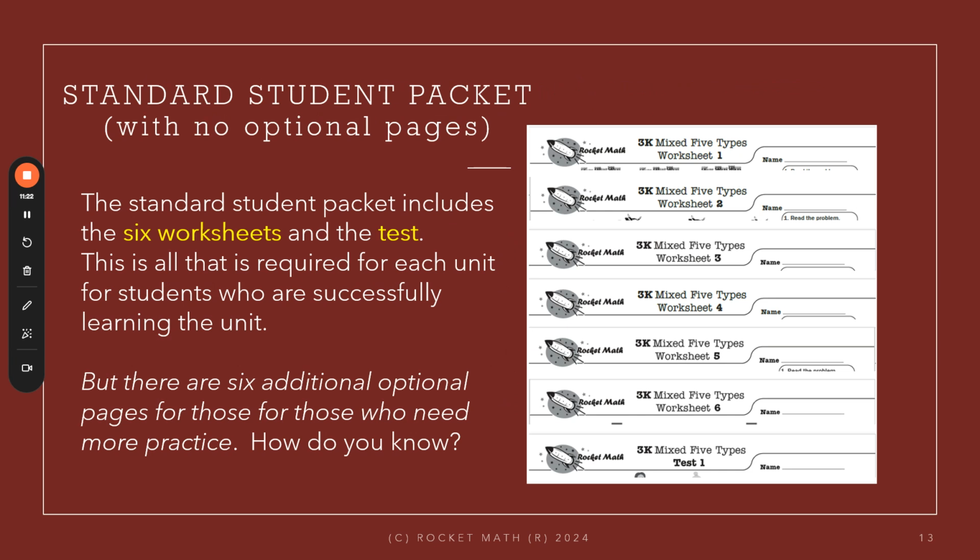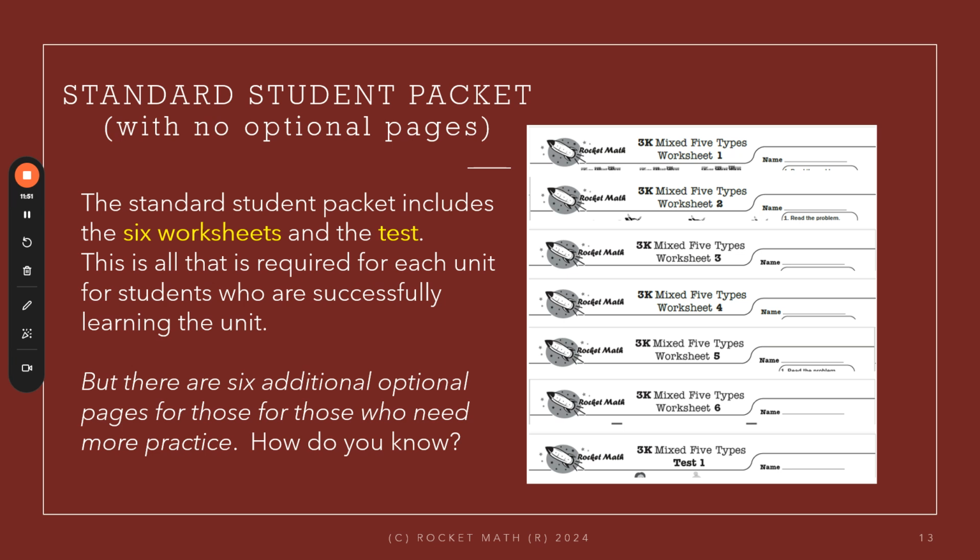The standard student packet has no optional pages. This packet is available to print out all at once for each unit. It consists of the 6 worksheets in Test 1. This is all that's required for students who are successful at each level of scaffolding on each worksheet. However, there are 6 additional optional pages for those who need more practice. You can print those out separately if they're needed.